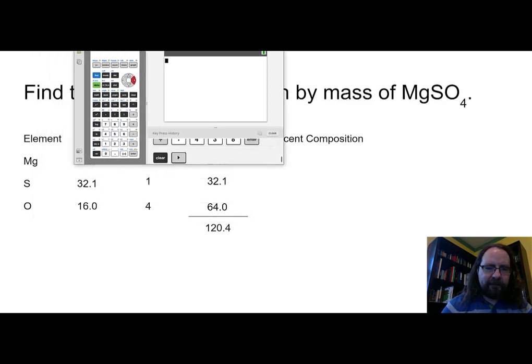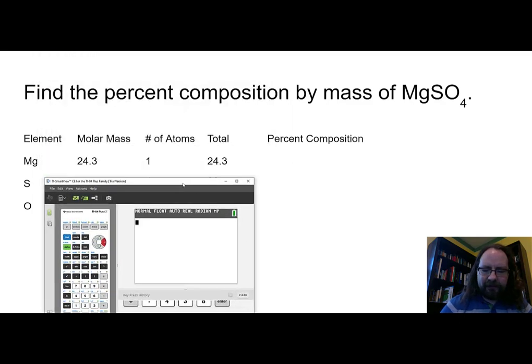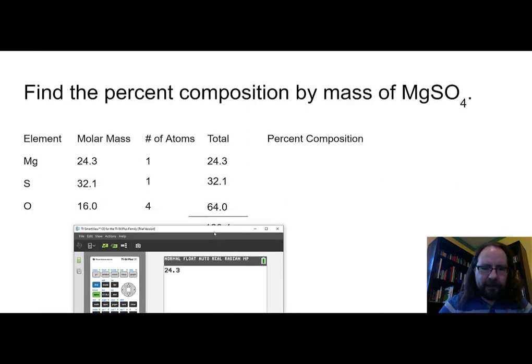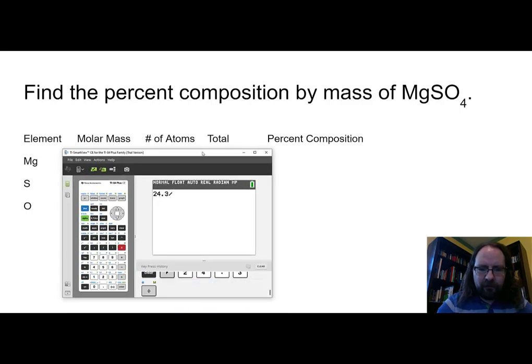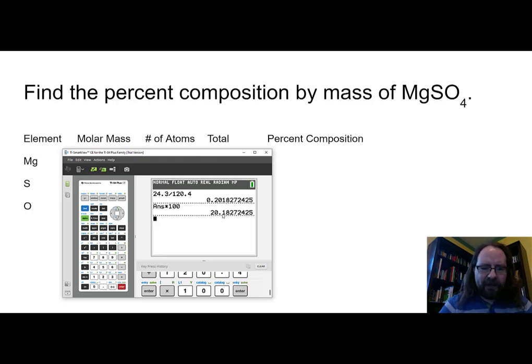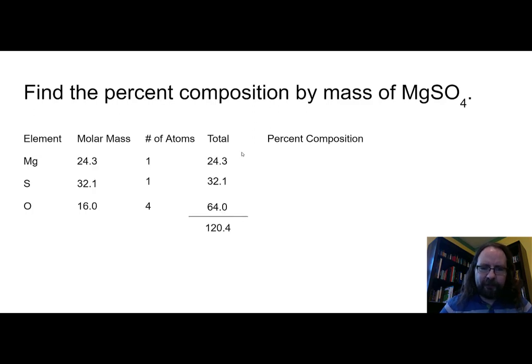So for magnesium, I see that there's 24.3 grams and 120.4 total, then I can put this in, and that's going to give me a percentage. If you just want to multiply it by 100%, that's fine. So it looks like about 20.2, if I'm sticking to 3 significant figures here, 20.2%. So there's 20.2% magnesium. Finishing with the rest, there is 26.7% sulfur and 53.2% oxygen.